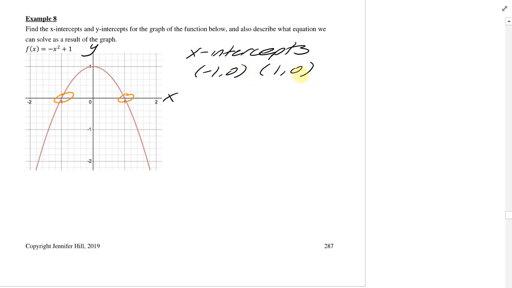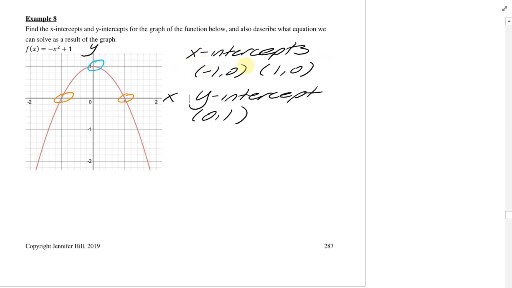Now I want you to locate where the y-intercept is. Go ahead and locate that and write it down. So the y-intercept is right here. Now be careful with this. The y-intercept, the form of this point, is (0, 1). This is what makes x-intercepts what they are versus what y-intercepts are. The first part of this was just to identify those, so we're familiar with that. Now, the second part asks us to describe what equation we can solve as a result of this graph.